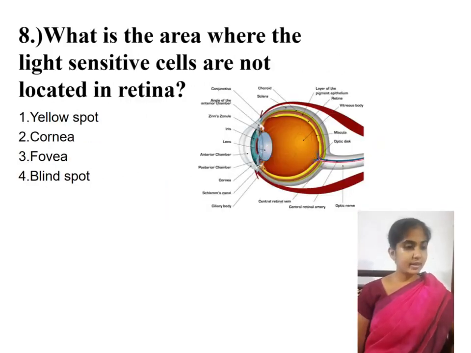Next question, what is the area where the light sensitive cells are not located in the retina? We know the yellow spot and fovea are the same place. This is the most sensitive place in the human eye, in the retina. Then the blind spot. Blind spot means there are no light sensitive cells, and if light rays fall on the blind spot, it can't form any image.